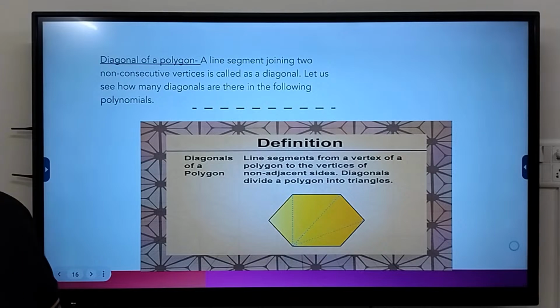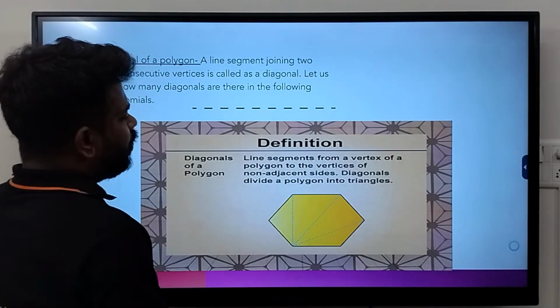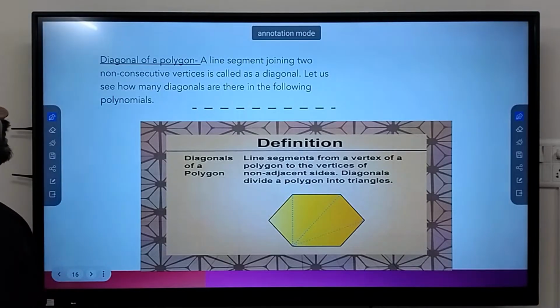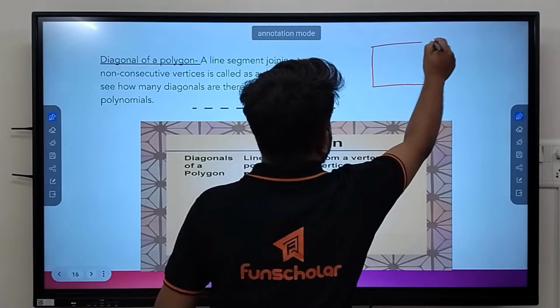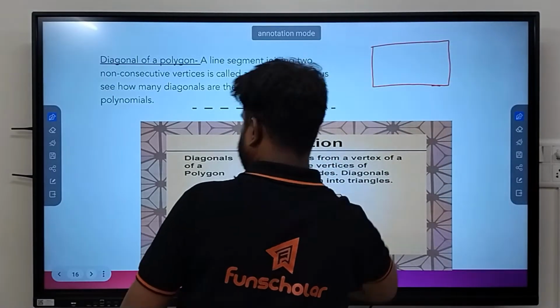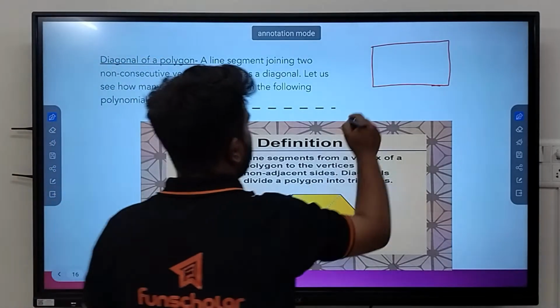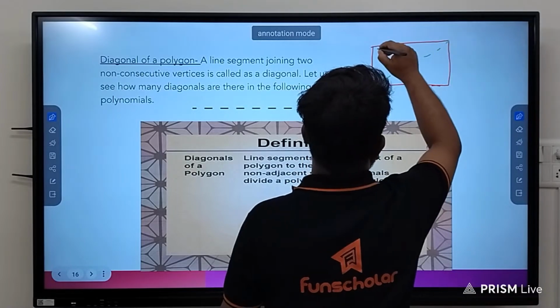Okay, diagonal of a polygon. A line segment joining two non-consecutive vertices is called a diagonal. Let us see how many diagonals are there in the following polygons. Talking about diagonals, we already learned about them from square and rectangle. Like this rectangle has two diagonals and they will start from here and end here.